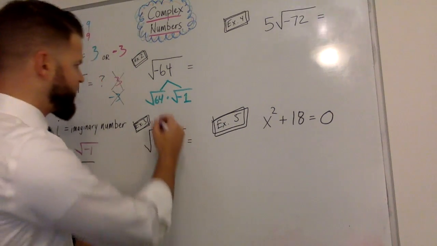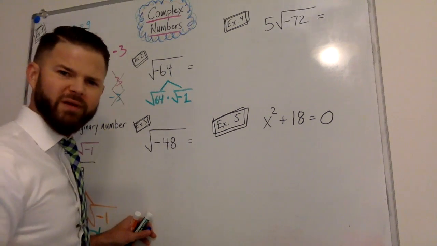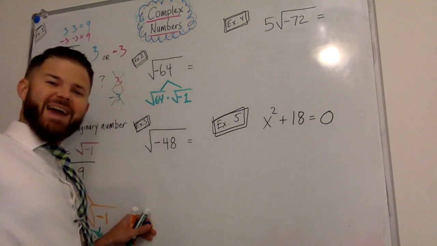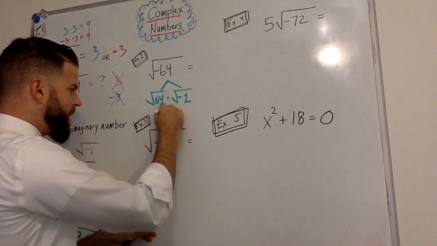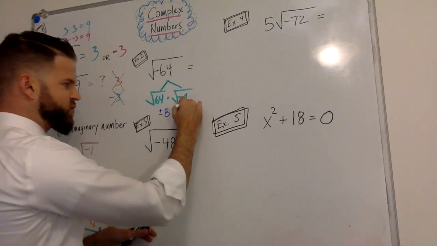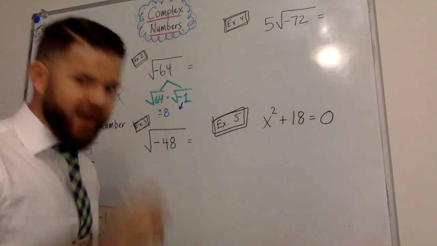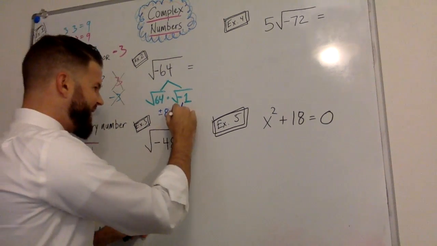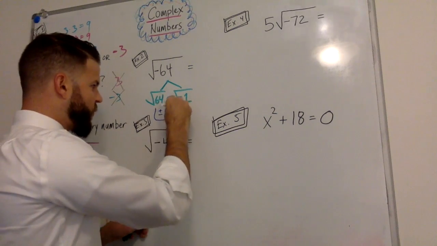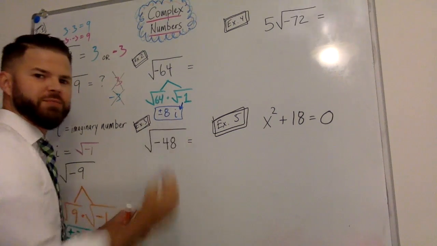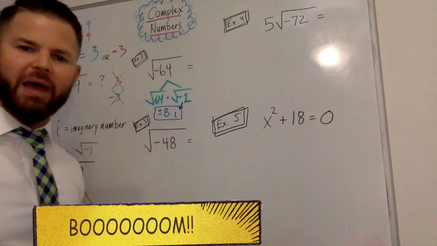All right. So here, the square root of 64, walk in the park. What is it? Plus or minus 8. Yeah, you in the back. Plus or minus 8. All right. The square root of negative 1 always spits out an i. Yeah, I feel it. I feel the excitement. So the square root of negative 64 is plus or minus 8i, our imaginary number.